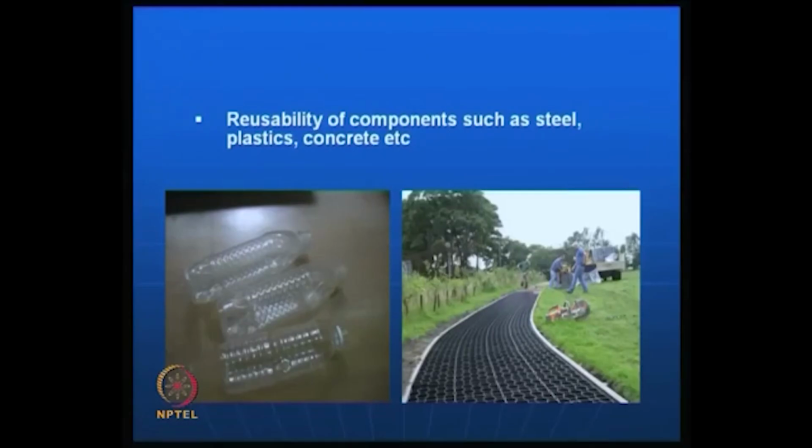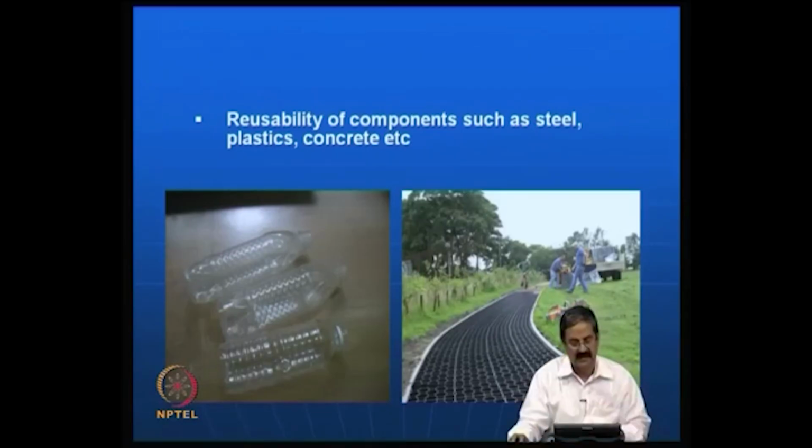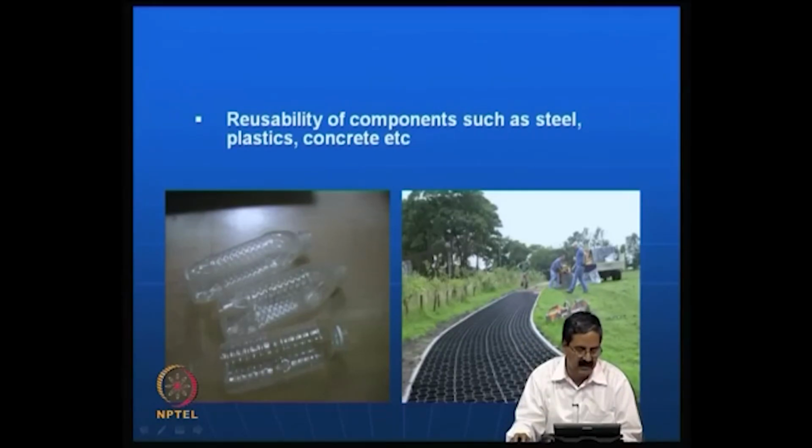Then another important component here is reusability of components such as steel, plastics, concrete and many others. Actually, in many of the ground improvement techniques, the beauty is that you should be able to reuse many of the materials. Say you are using geogrids in a project. The geogrids can be reused, and then you can really form some sort of material like this. In fact, this is a geocell road, and this is all plastic water bottles. This is also waste. This can be used in many cases.